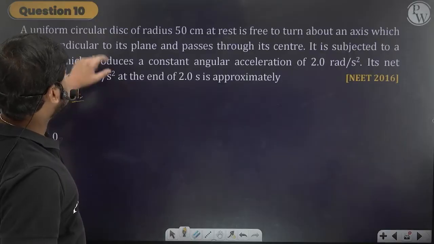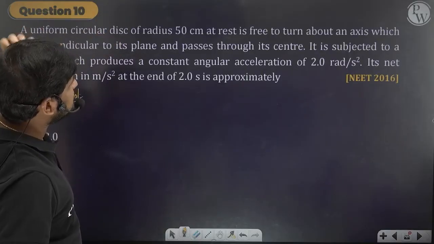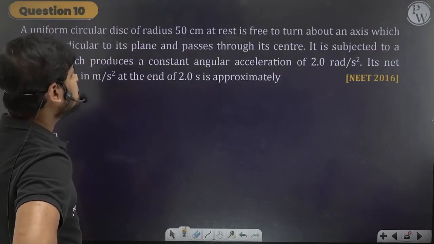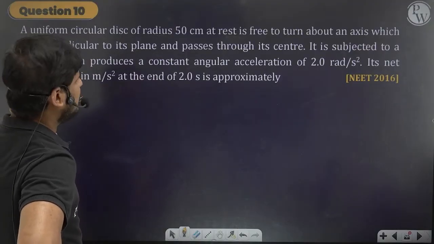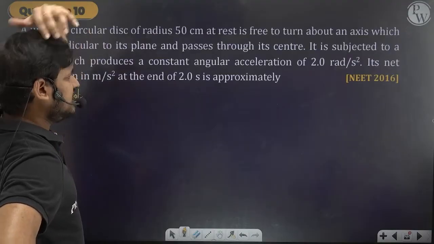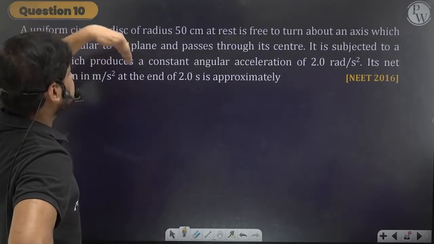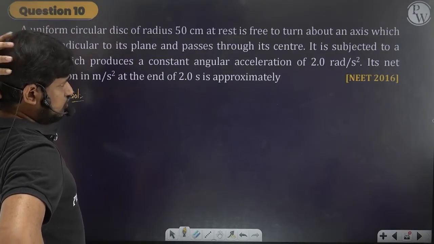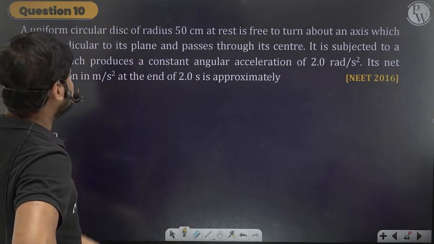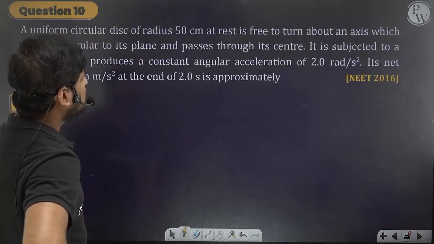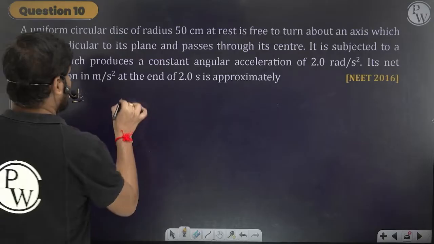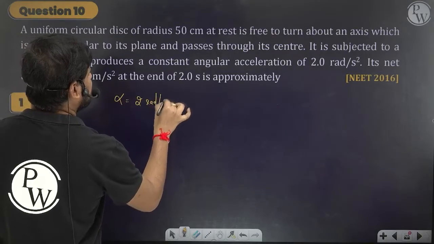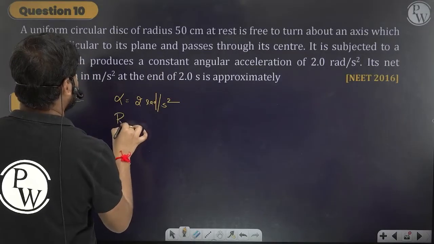A uniform circular disc of 50 centimeters, which is at rest, is free to turn about an axis which is perpendicular to its plane and passes through its center, and is subjected to a torque which produces a constant angular acceleration alpha equal to 2 radian per second square. Its net acceleration in meter per second square at the end of 2 seconds is approximately? So here alpha is given, what is that? 2 radian per second square, and radius is given, what is r? 50 centimeters.